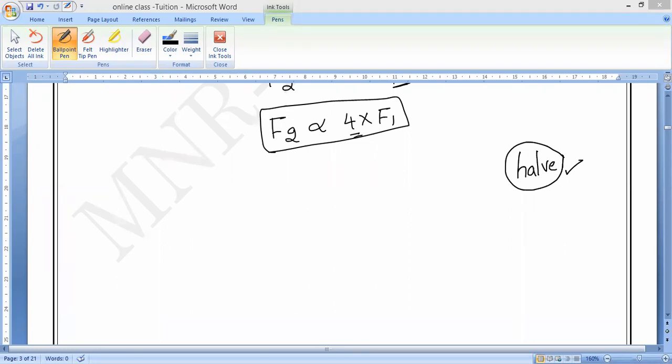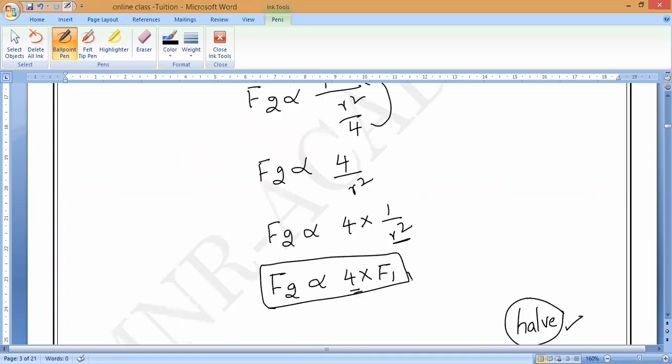Now, all of you listen and keep note. If we halve the distance between two bodies, then the gravitational force becomes 4 times. This is what we have got. Understand? Clear?